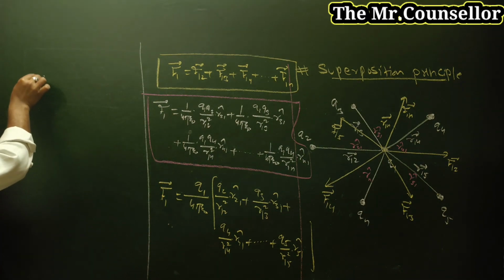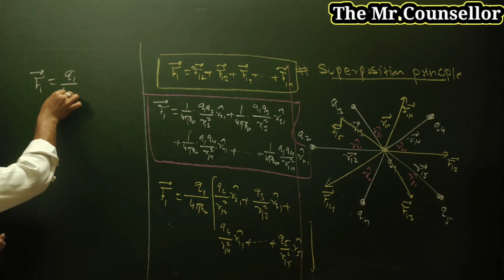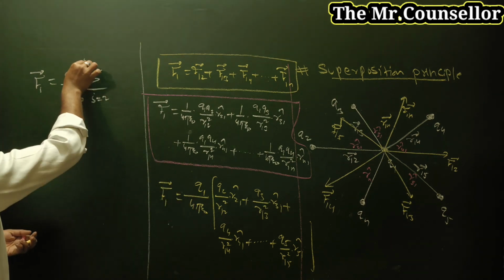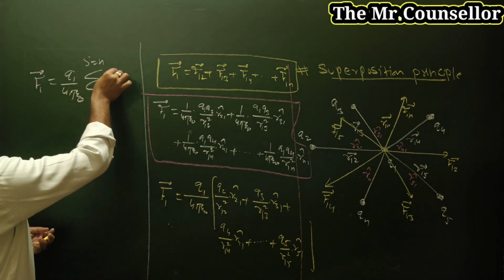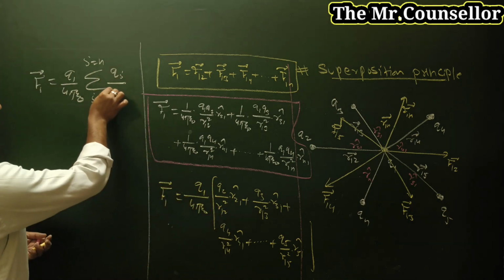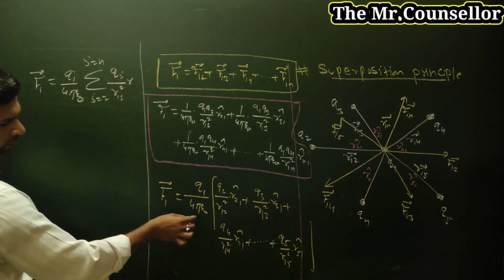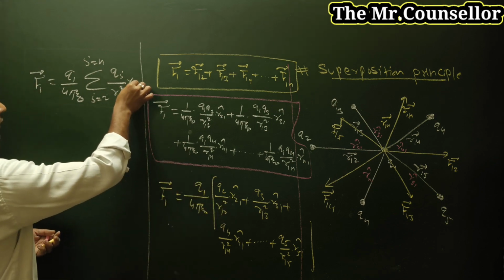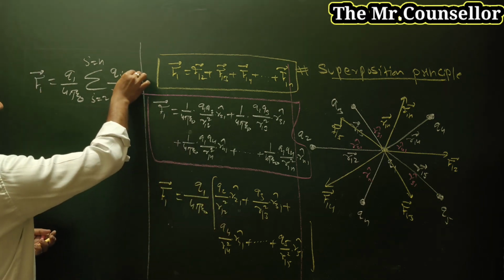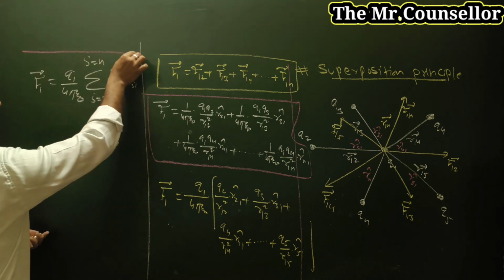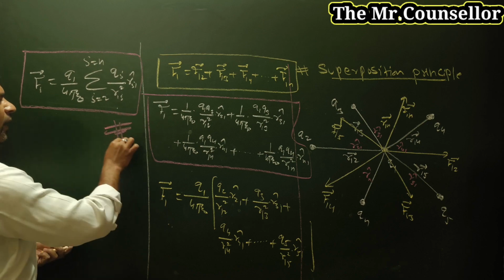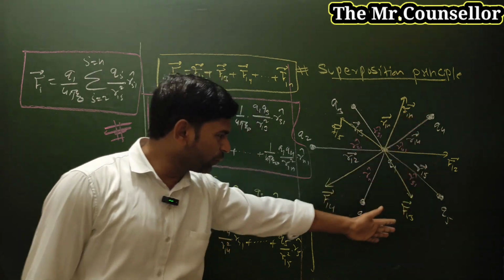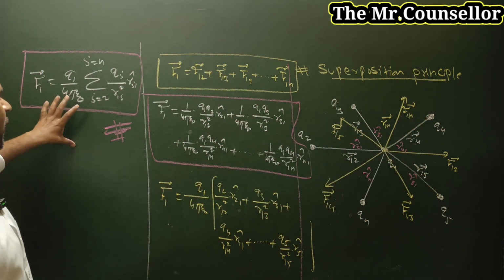So you can also write vector F1 is equal to Q1 divided by 4 pi epsilon naught, summation over i is equal to 2 to i is equal to n, Qi divided by r1i square, r1i cap. Is it okay or not? Like this. So this is the required force formula. What force formula? Force on Q1 due to multiple point charges. So we got this final formula.